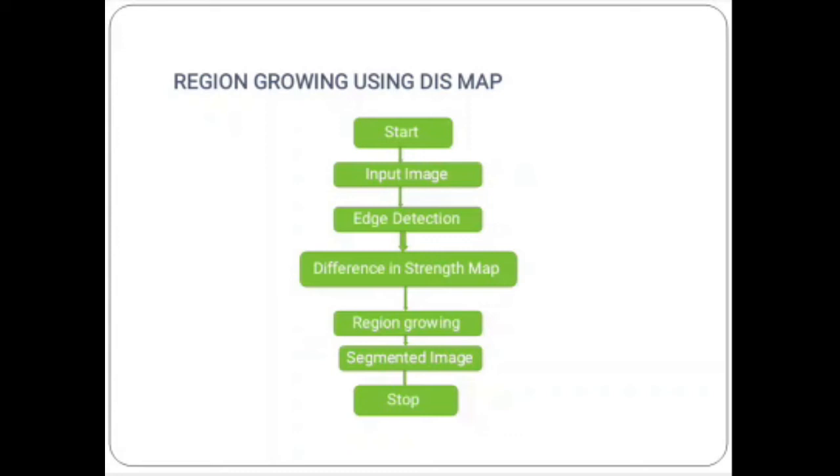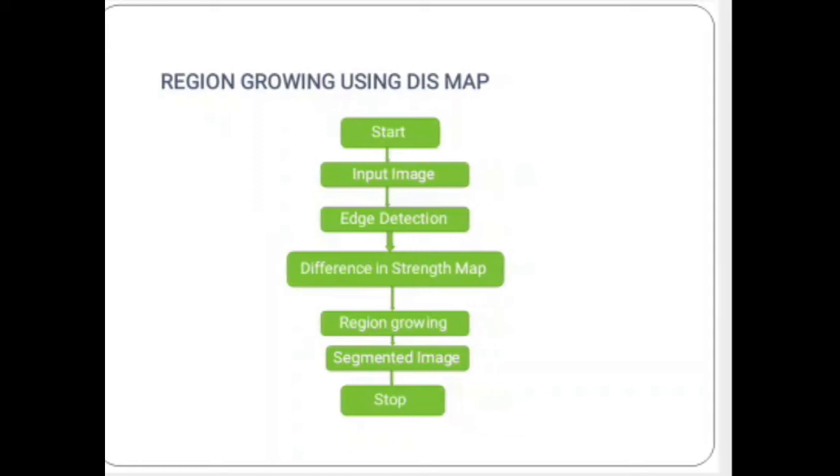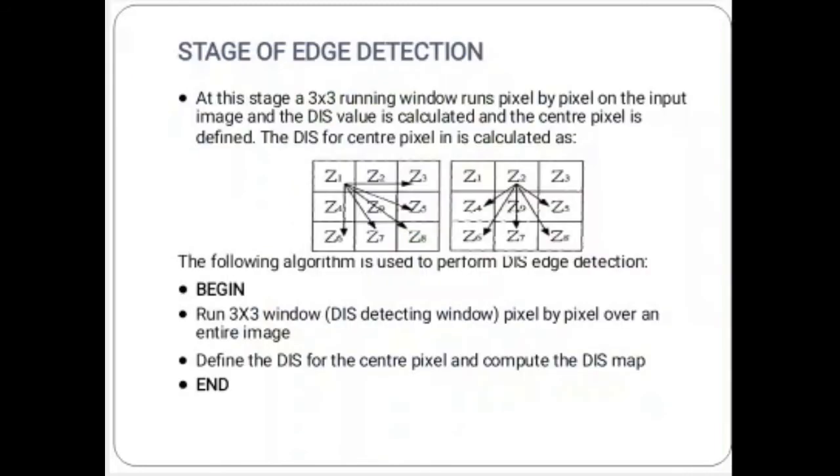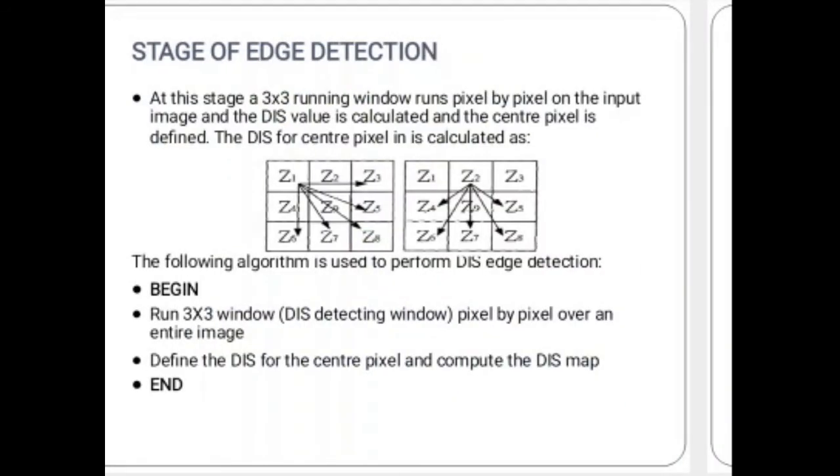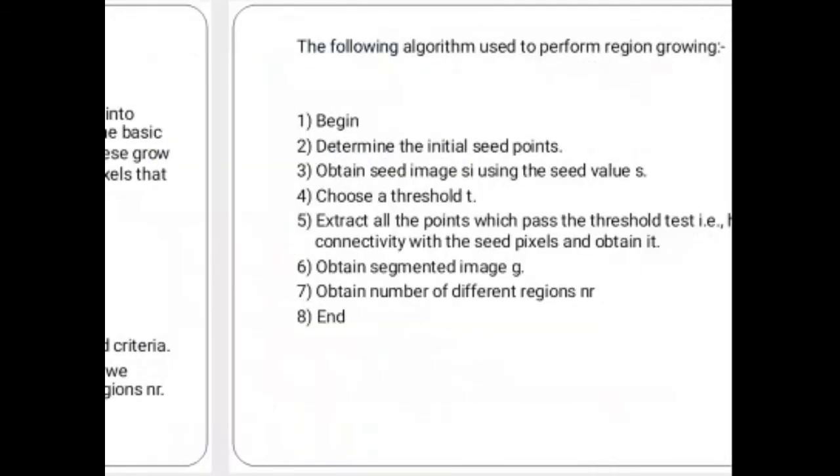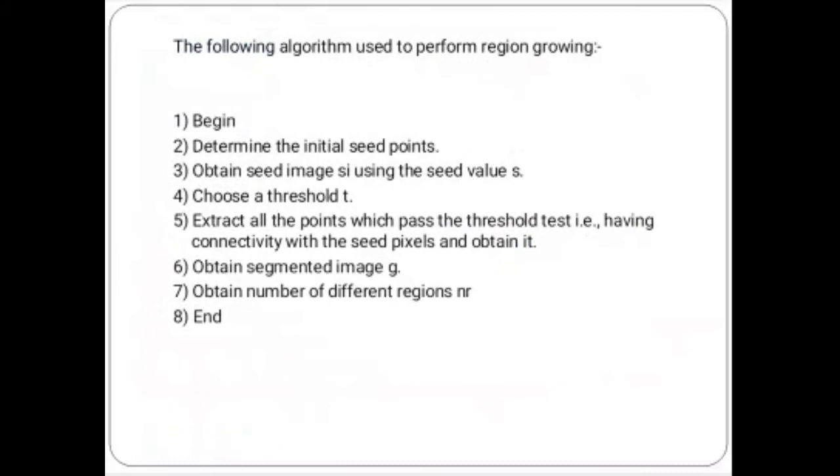Continue the process like this until the DIS map values containing the regional minima have the same near value pixels and are grouped in a 3x3 running window. So this is the process I have already explained. After that, how you can perform this region growing.